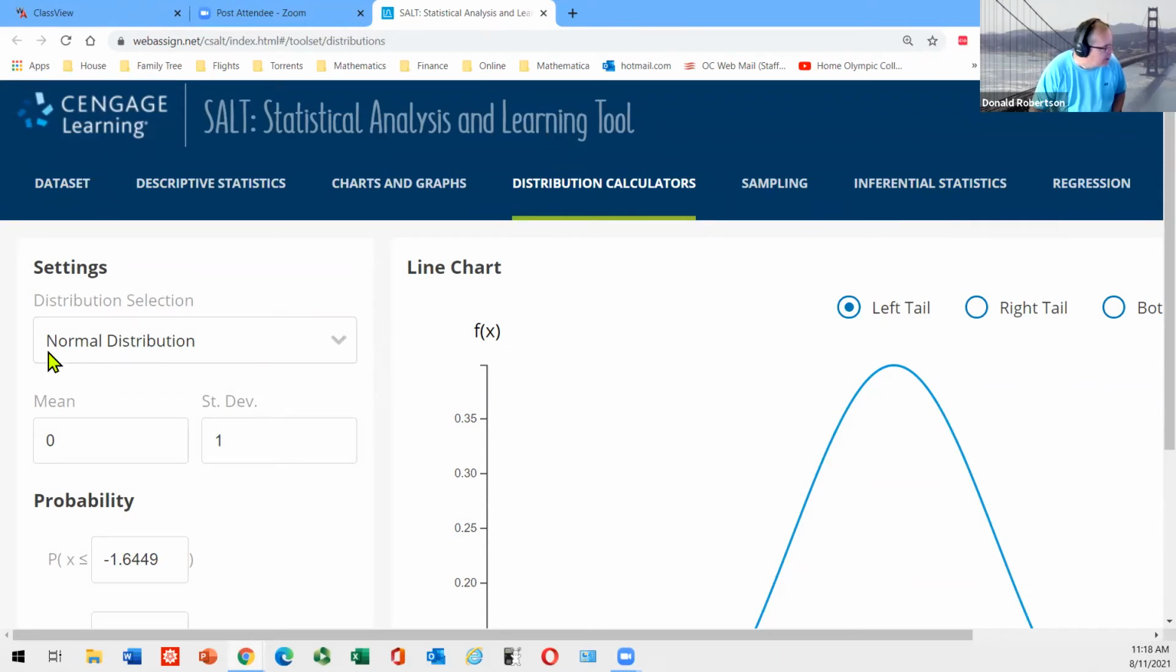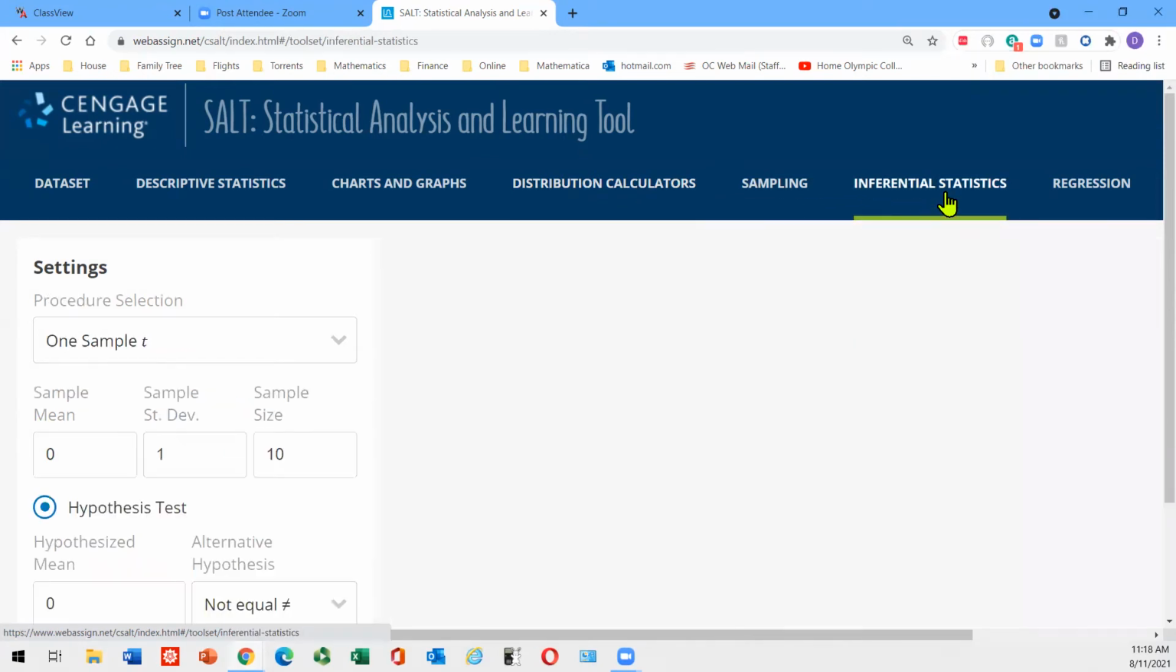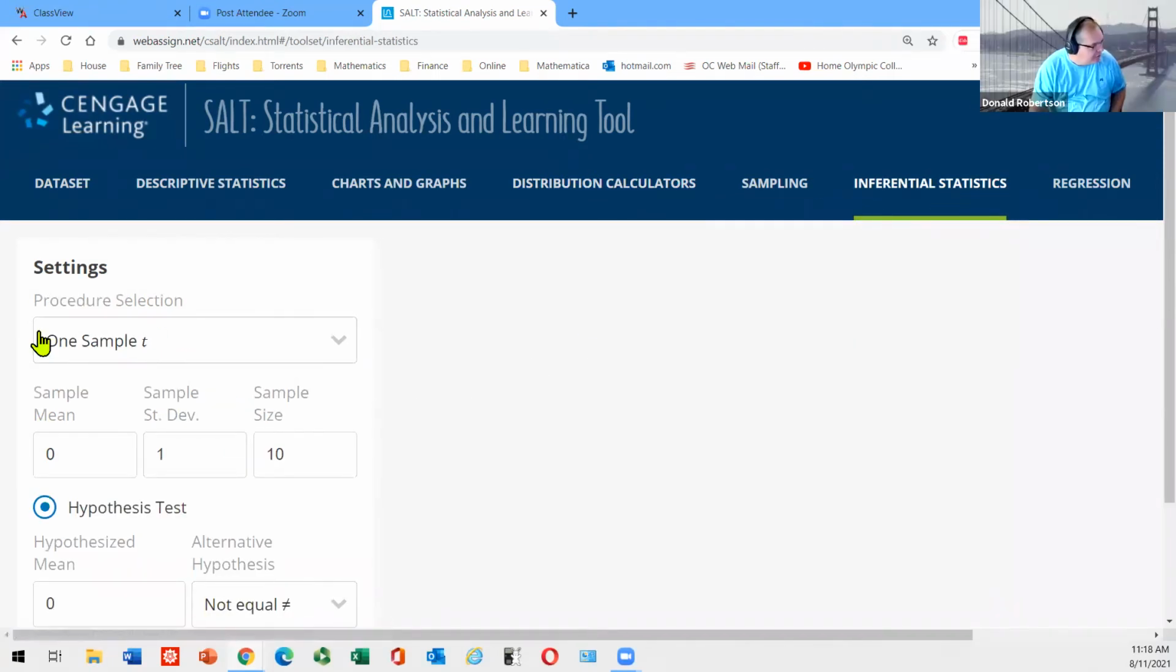And now we have some new decisions to make. This is a hypothesis test, isn't this? All of them are hypothesis tests. So this is not the right tab. Where should I be right now? Inferential. Right. Now, do you see this guy is called one sample t? That's actually what we want.